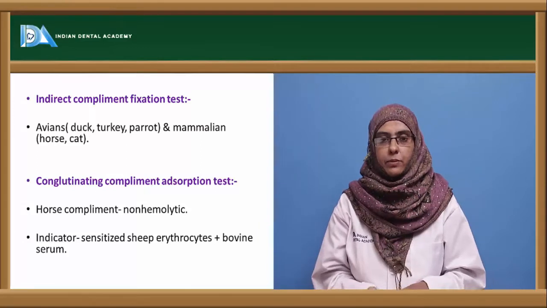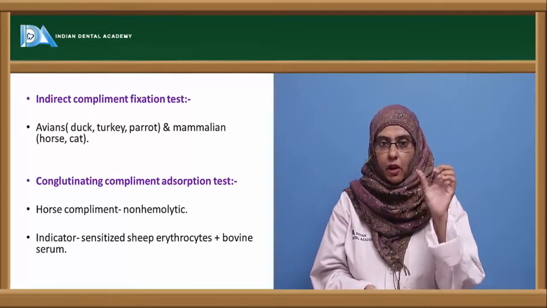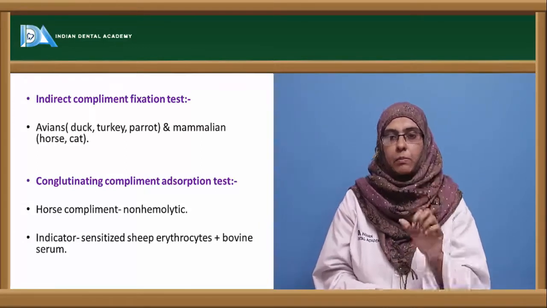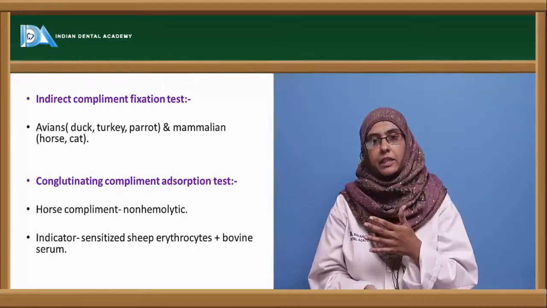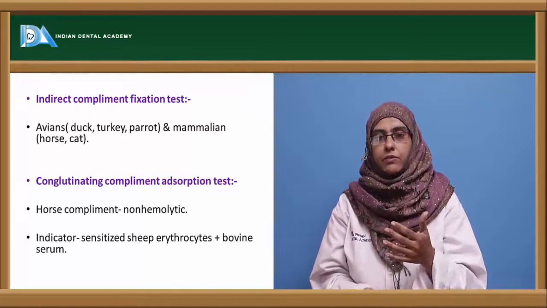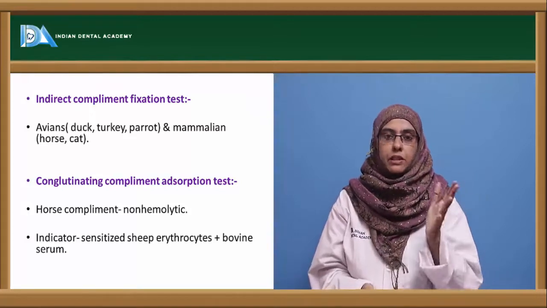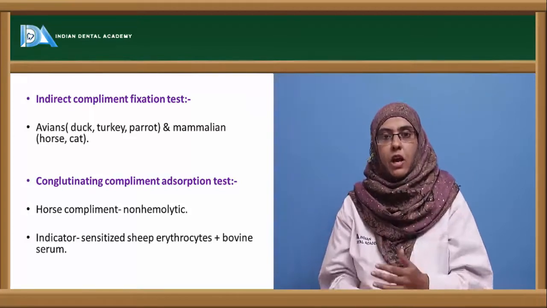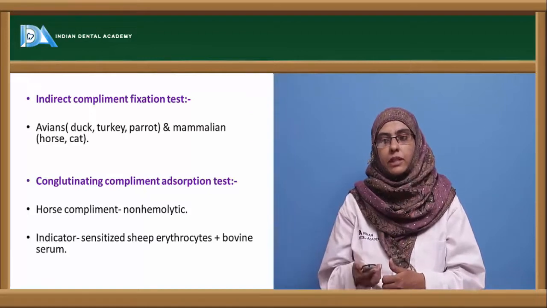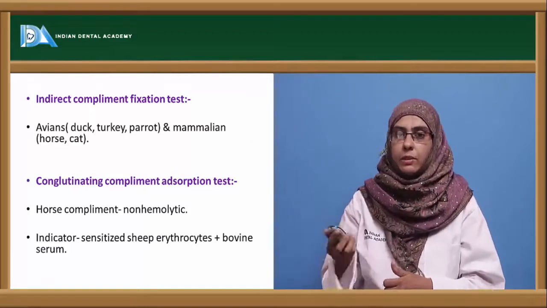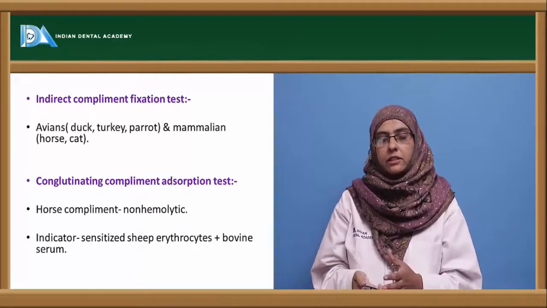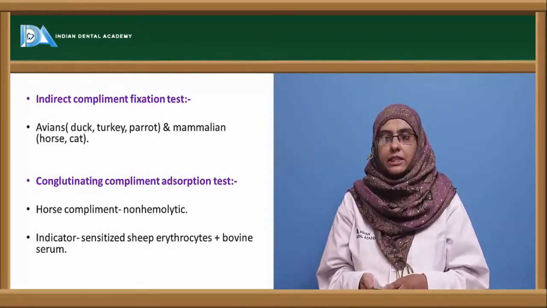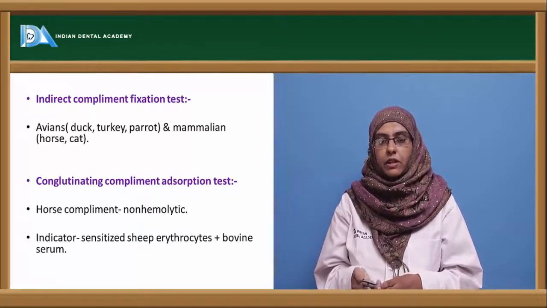In case of the conglutinating complement adsorption test, the horse antiserum containing the complement is mostly used. Here also the test is used to detect the type of reaction where the guinea pig's complement cannot be fixed. So here an alternative form of complement, that is a horse complement which is non-hemolytic, is used. The indicator antigen used is a sensitized sheep erythrocyte along with the bovine serum.